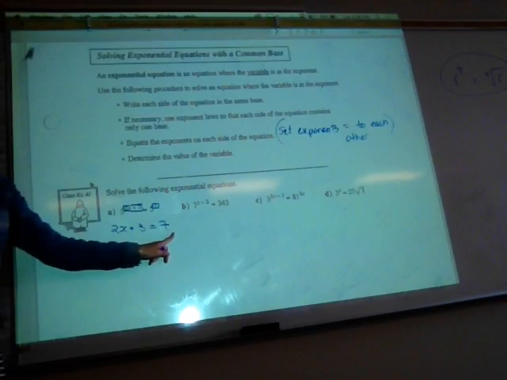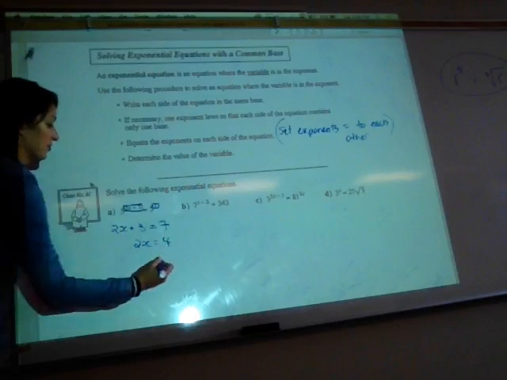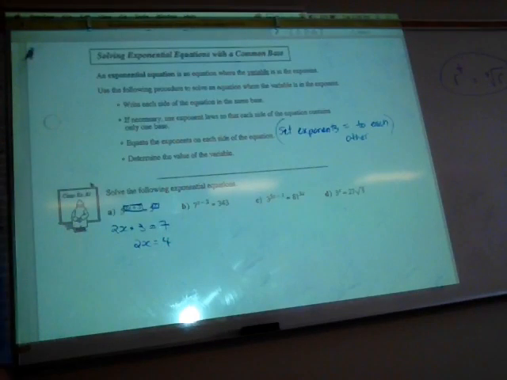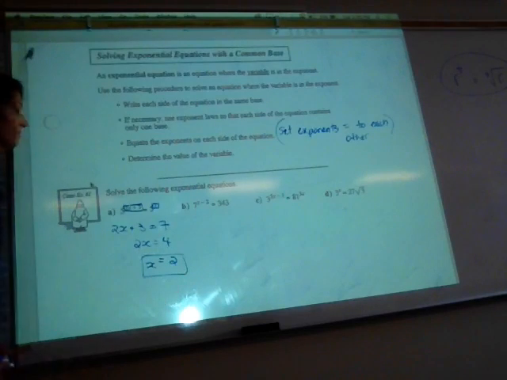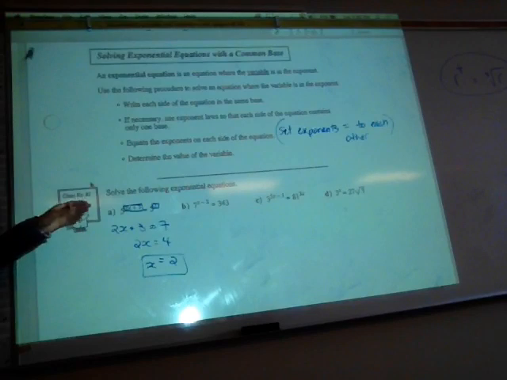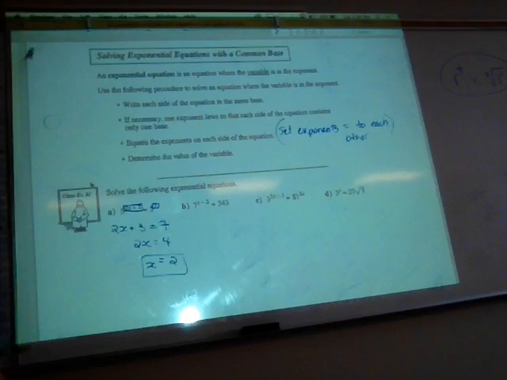So first subtract the 3 over. And we get positive 4. Then we divide by 2. And x is equal to 2. So we're just simply solving for x. That's the goal of this. We're solving exponential equations. So anytime there's a variable, we have to solve it.